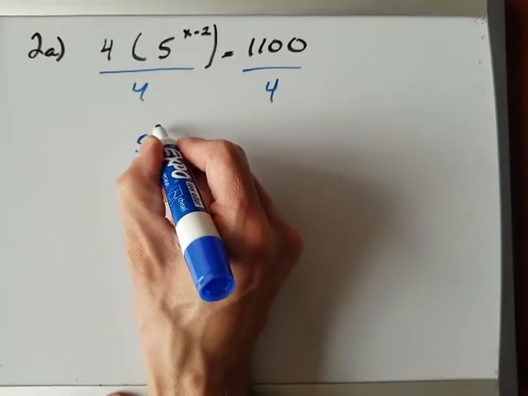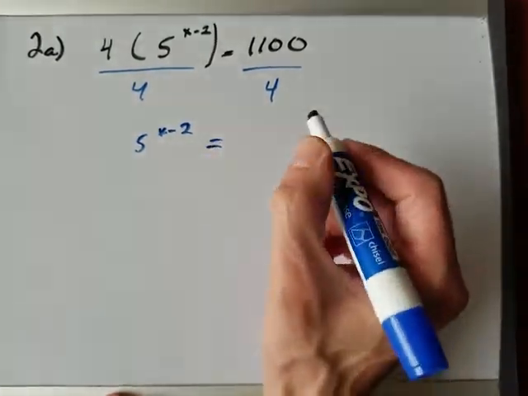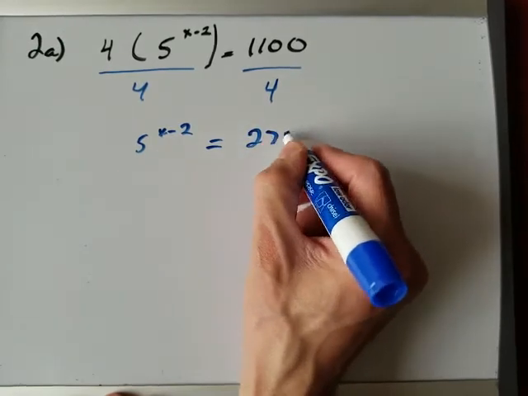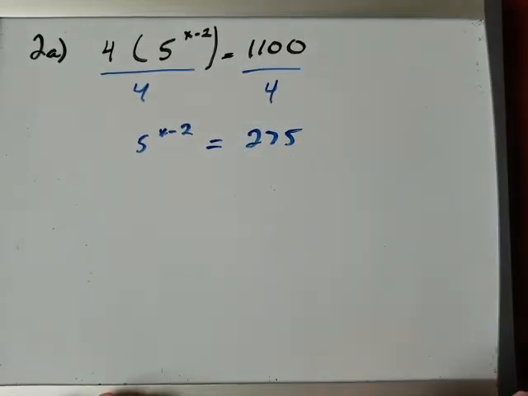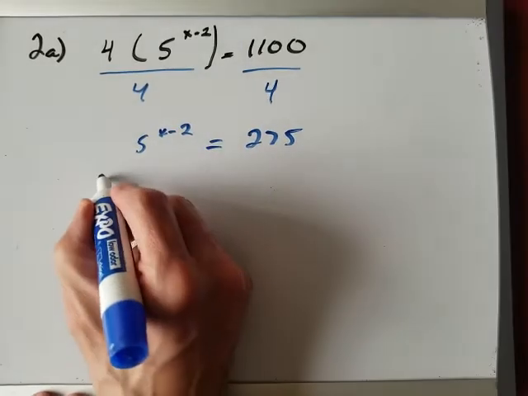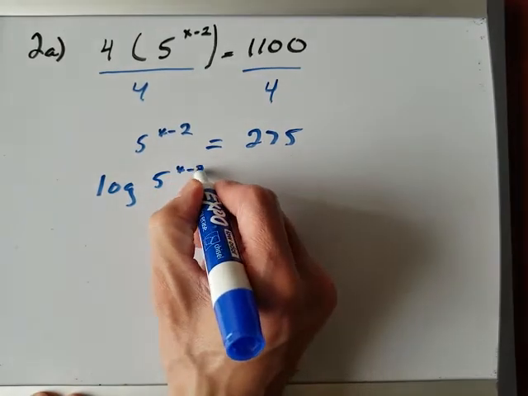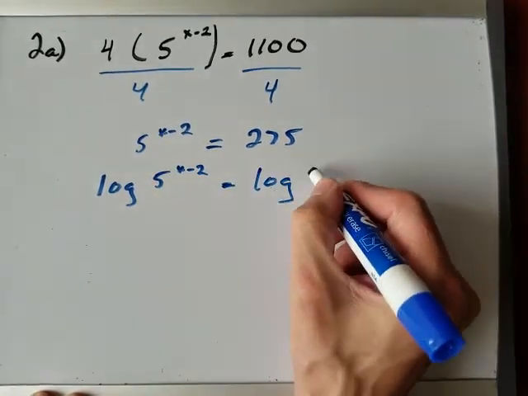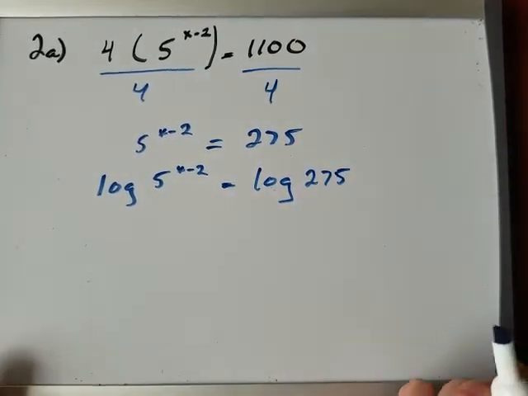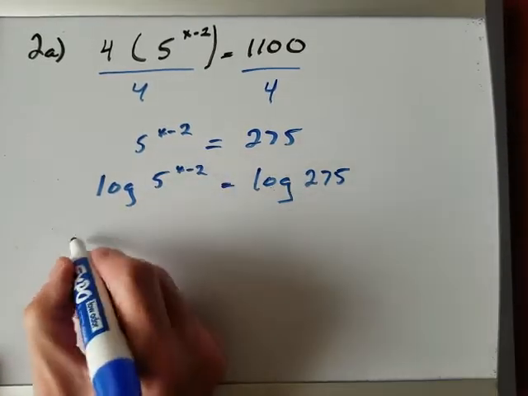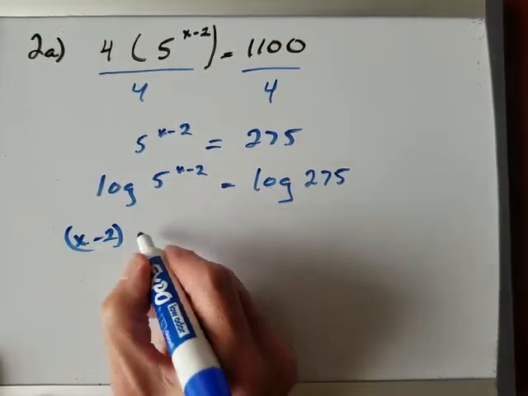And what happens is, if you divide the 4 off to the other side, 1,100 divided by 4 is 275, now we're right where we can do a log on both sides. This is assumed to be a base of 10. And as long as you log both sides, you're not breaking any rules. Everything's good. It's an equality still. We can bring our power down. I'm going to put it in a bracket.